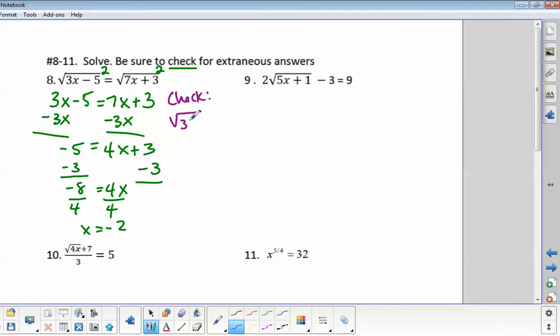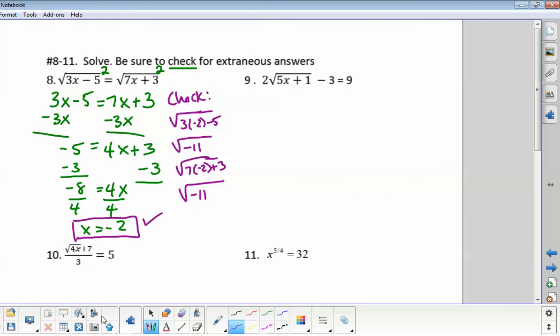Square root of 3 times -2 minus 5. And that gives me square root of -6 minus 5, which is -11. On the other side, you have square root of 7 times -2 plus 3, which is the square root of -14 plus 3, which is also the square root of -11. So because both sides are the same value, it works, and this is your answer.